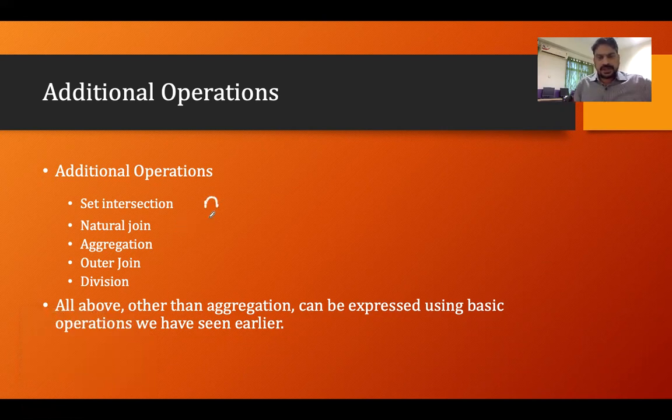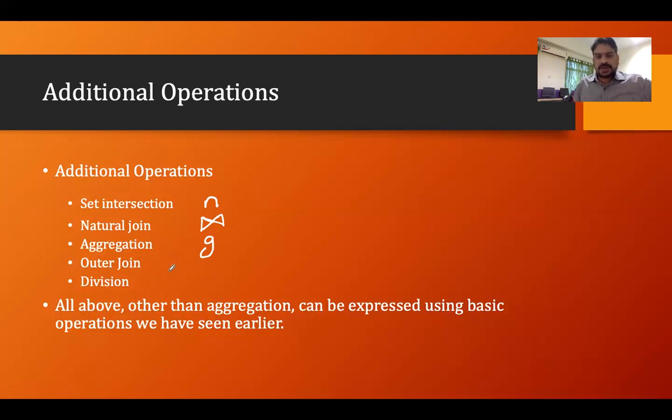Natural join is a phenomenon where we have two tables and the two tables will be joined together with some common attribute. So this is the symbol for that. Then we have the aggregation. We'll use some aggregation function, and that will be put in the form of a symbol that looks like G.